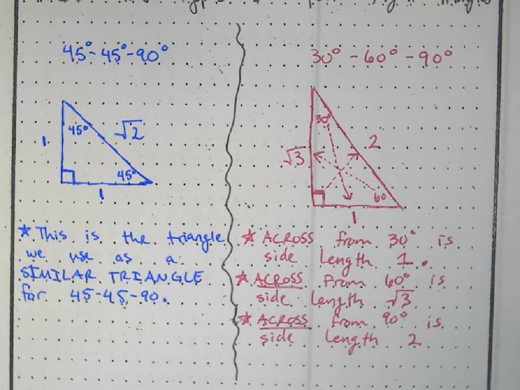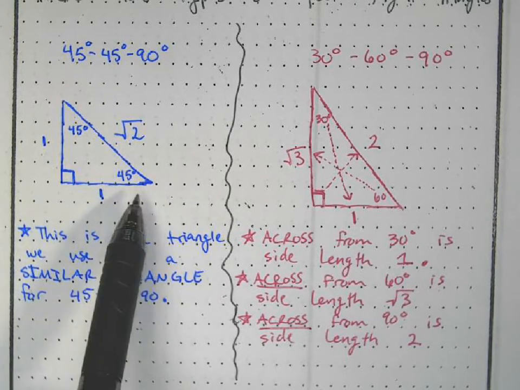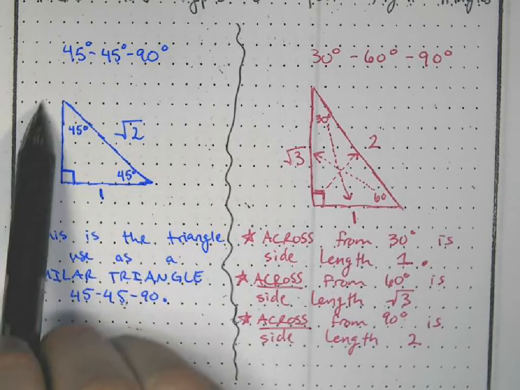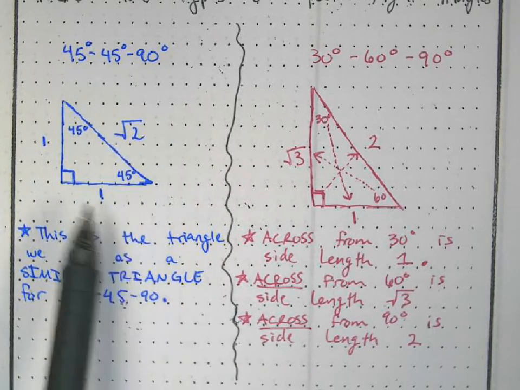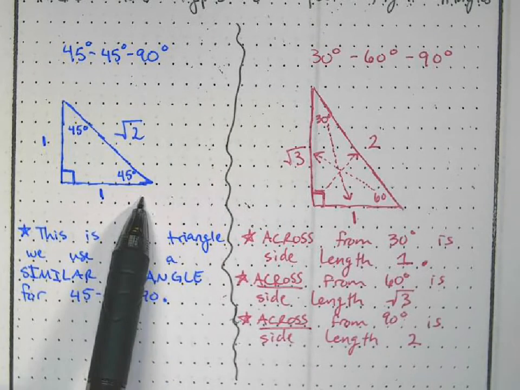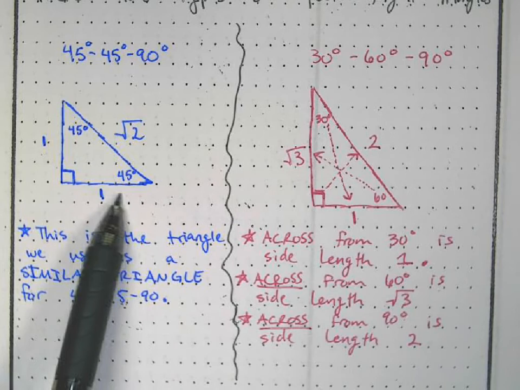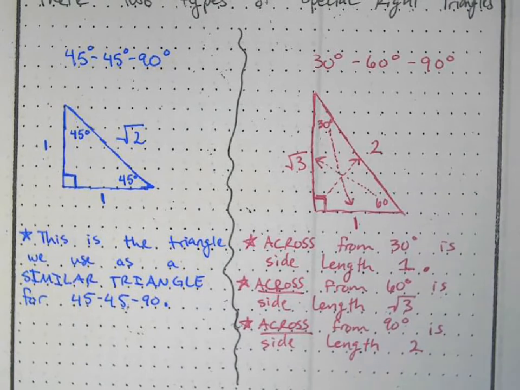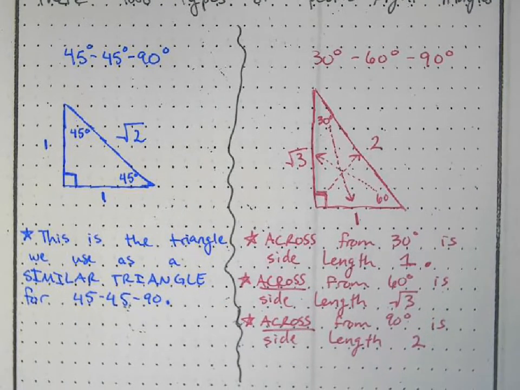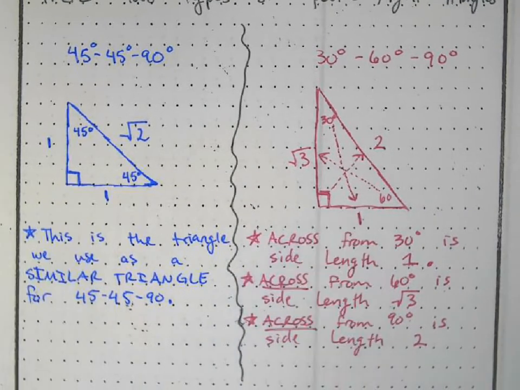Okay, so what we're doing right now is we are identifying that this is what we need to have memorized right here. For when I see 45, 45, 90, I need to be able to draw this triangle on my own. It's not given to us. We have to draw it and then use our similar triangle abilities to create our proportions. So let's see what that looks like. So we'll do some examples. So we're going to use these two triangles depending on our situation.